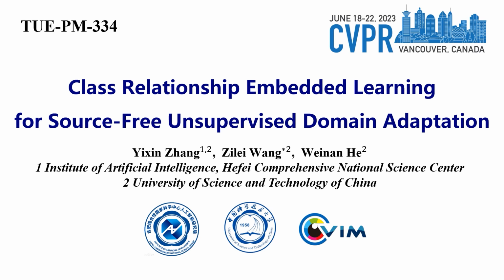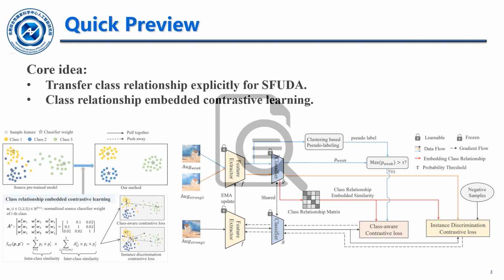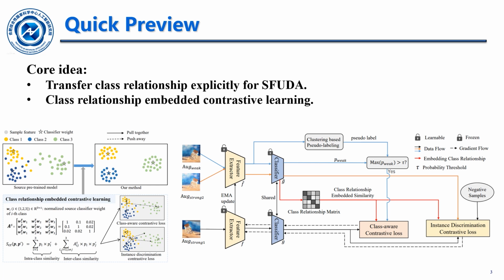First, we will give you a short 1-minute preview. In this paper, we focus on source-free unsupervised domain adaptation. To fully utilize source knowledge, we propose to transfer the class relationship.